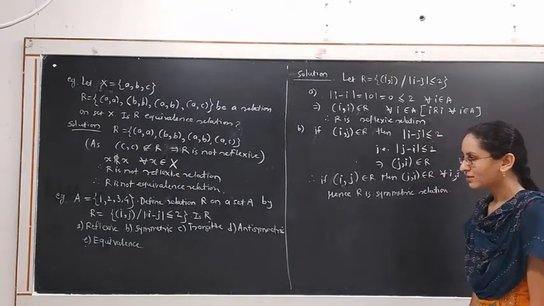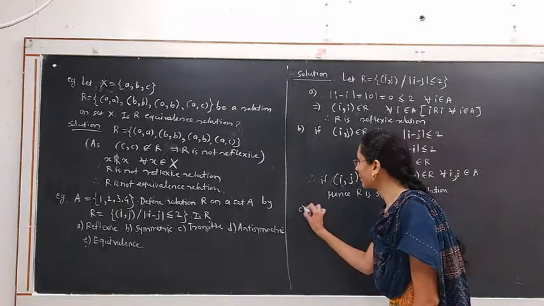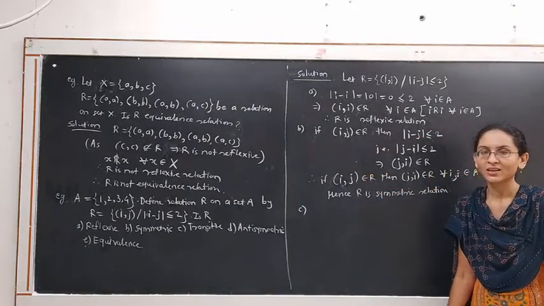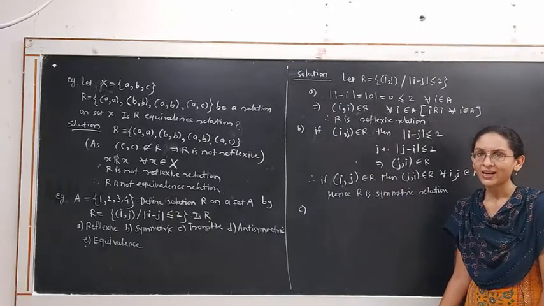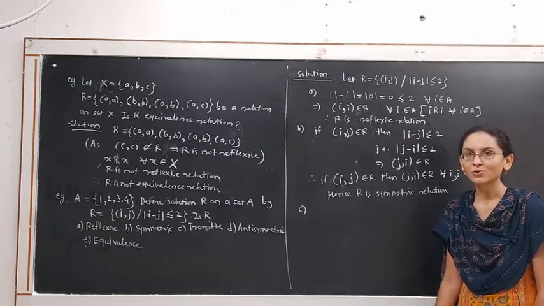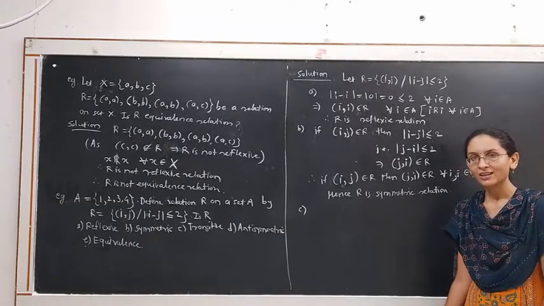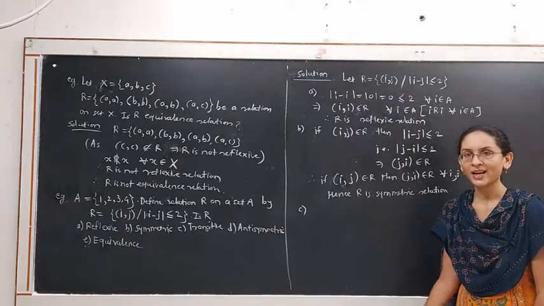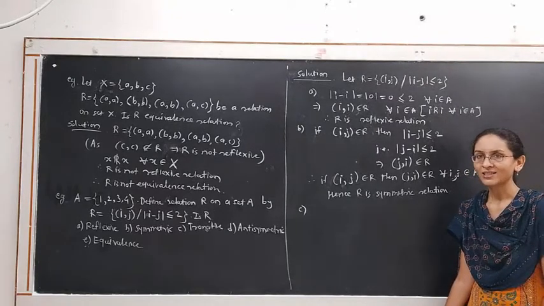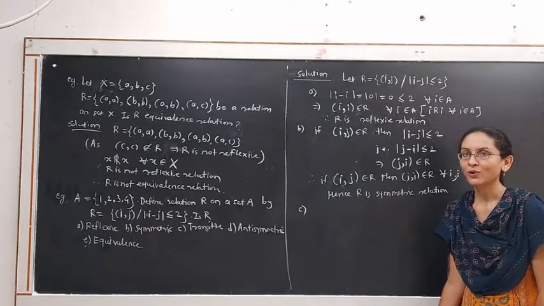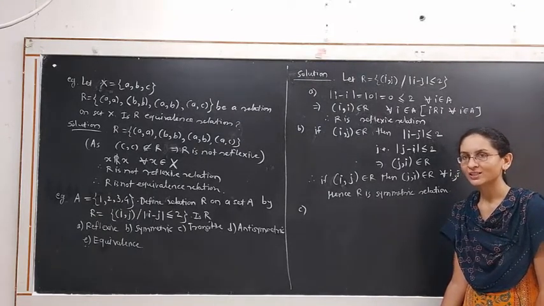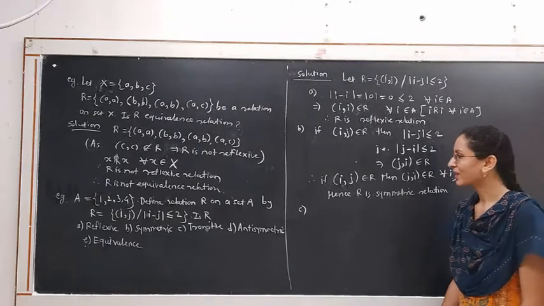Next, we check whether it is transitive or not. For transitivity, we require two ordered pairs, (x, y) and (y, z). If the ordered pairs (x, y) and (y, z) belong to set R, and that implies the ordered pair (x, z) belongs to set R, then we say that R is a transitive relation, and that will be true for all x, y, z belonging to set A over which the relation is defined.